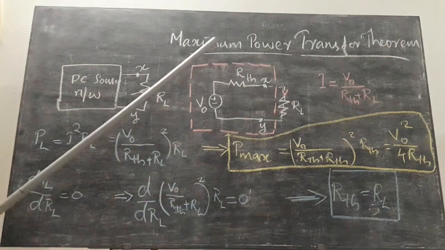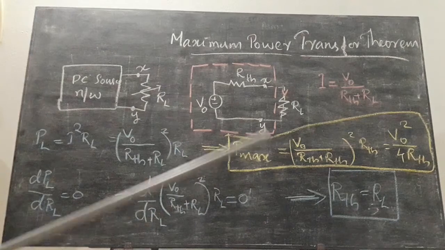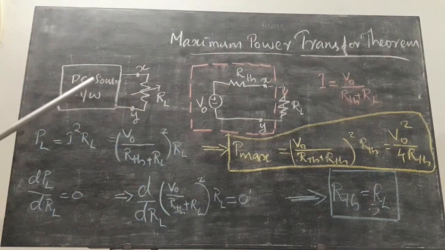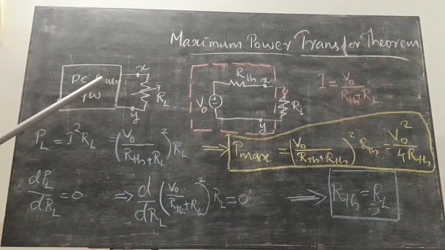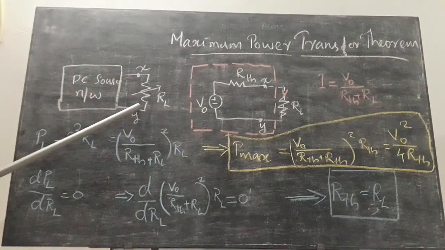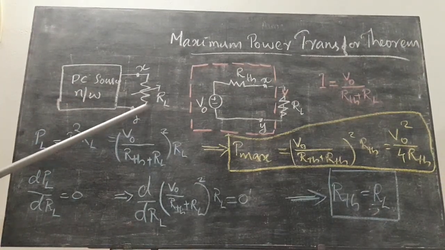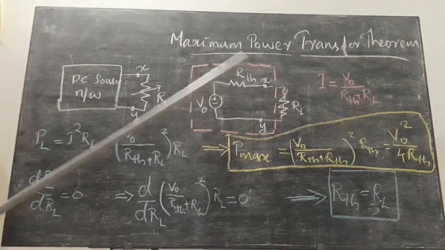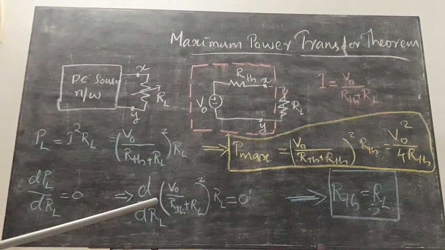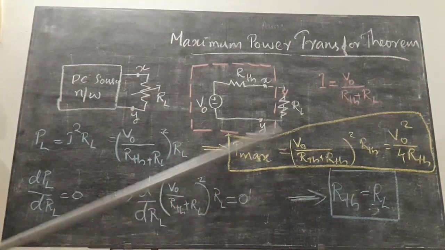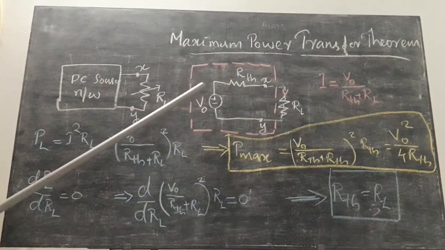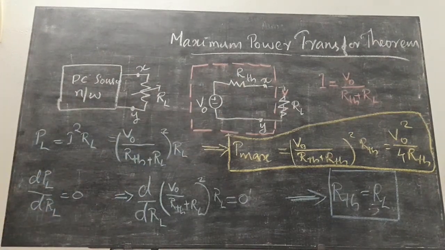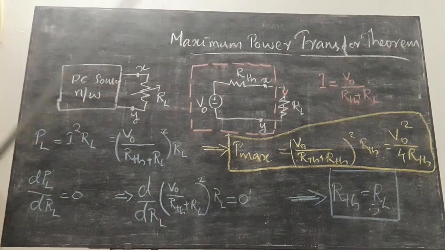That is, the maximum power transfer theorem states that maximum power is transferred from a source to the load when the source resistance is equal to the load resistance. See, this RTH is the source resistance, RL is the load resistance. From this equation, we obtained that maximum power is transferred from source to load when source resistance equals load resistance. That is the maximum power transfer theorem.